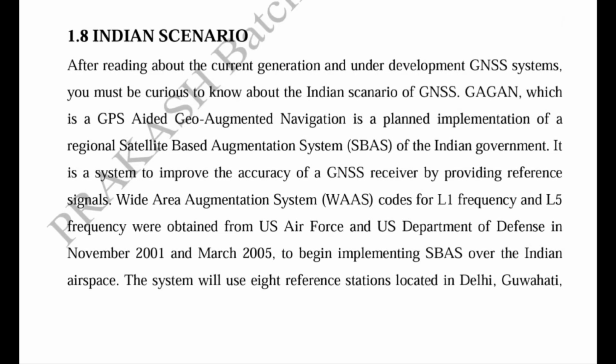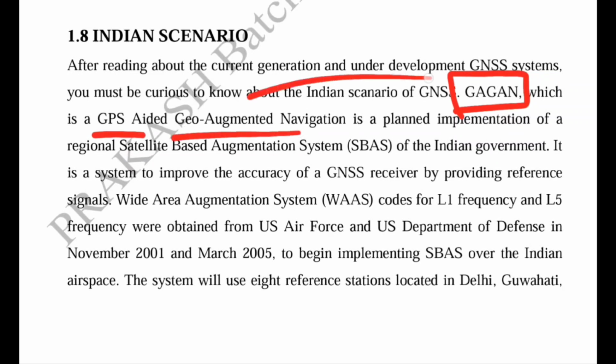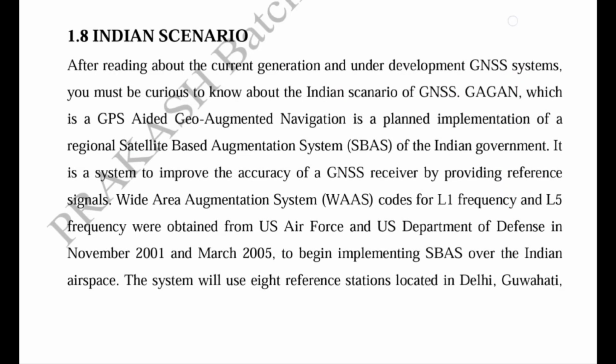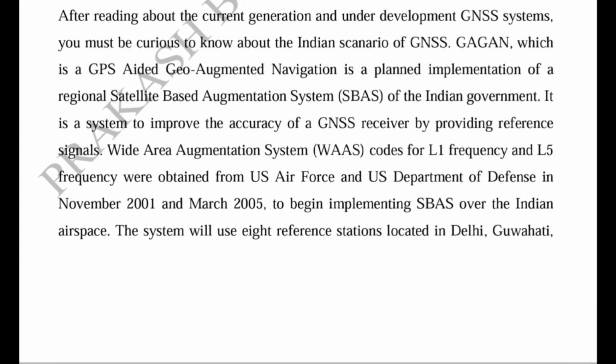And India also has a GNSS system under development, which is known as GAGAN. This GAGAN is very important, and it stands for GPS Aided Geo Augmented Navigation. It is also known as IRNSS, meaning Indian Regional Navigation Satellite System. And this GAGAN is an SBAS, meaning satellite based augmentation system. So it is important to know the characteristics of the Indian navigation system.